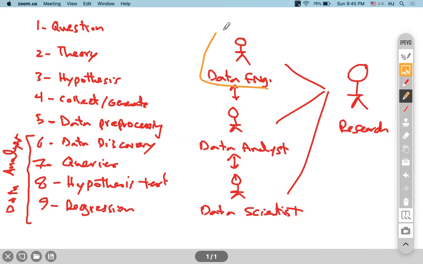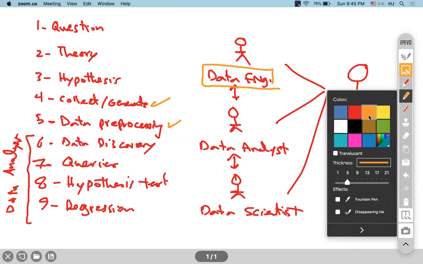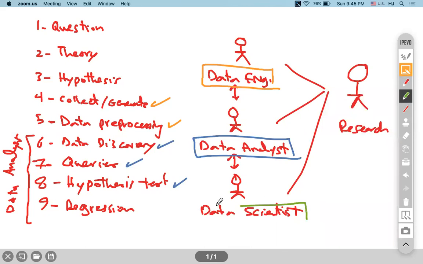So for the data engineer, this guy is responsible usually to collect the data. Let me just do it like this. The data engineer is responsible to collect the data, generate the data, and do data pre-processing. For the data analyst, this guy usually does data discovery, and he can do the queries, and he does the hypothesis test.